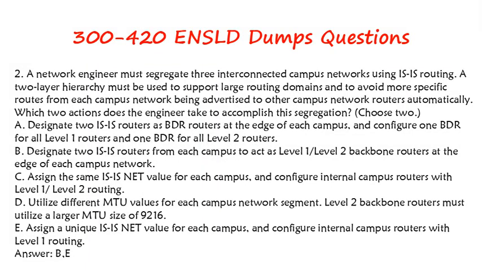Choose 2. A. Designate two IS-IS routers as BDR routers at the edge of each campus, and configure one BDR for all Level 1 routers and one BDR for all Level 2 routers. B. Designate two IS-IS routers from each campus to act as Level 1, Level 2 backbone routers at the edge of each campus network. C. Assign the same IS-IS net value for each campus, and configure internal campus routers with Level 1, Level 2 routing.